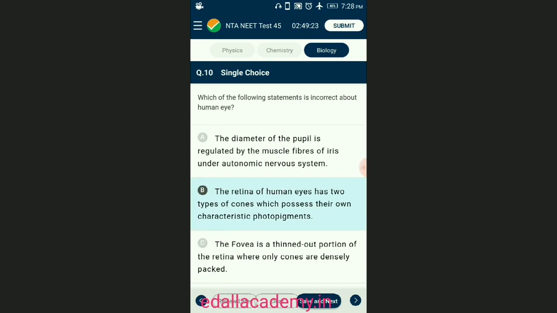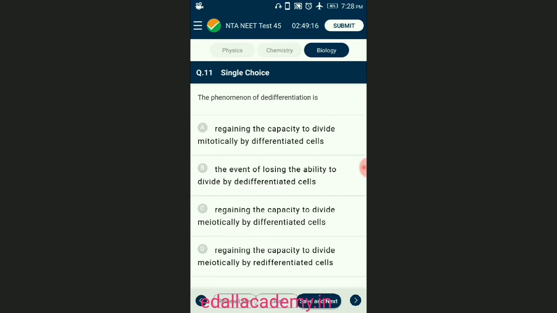Question number 11. The phenomenon of dedifferentiation is. The living differentiated cells that have lost the capacity to divide can regain the capacity of division under certain conditions. This phenomenon is called dedifferentiation. It occurs during secondary growth when permanent cells like parenchyma regain the power of division to form vascular cambium and cork cambium. Differentiation is the event of losing the ability to divide by differentiated cells. So the answer for this question is option A, regaining the capacity to divide mitotically by differentiated cells.